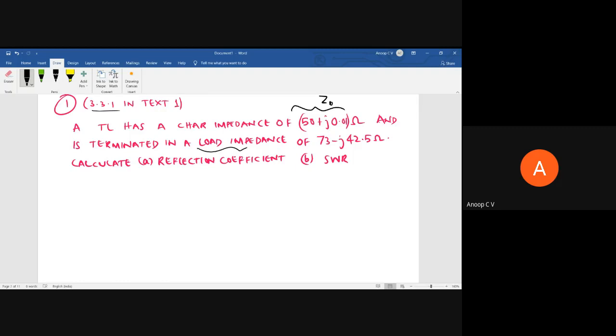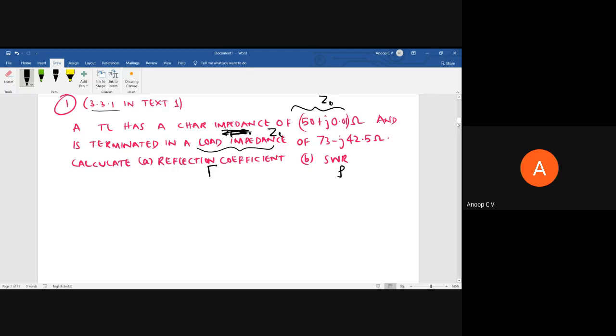ZL is also given. ZL is equal to 73 minus j 42.5 ohm. Now we have to calculate the reflection coefficient and the standing wave ratio. Reflection coefficient is gamma, standing wave ratio is rho.